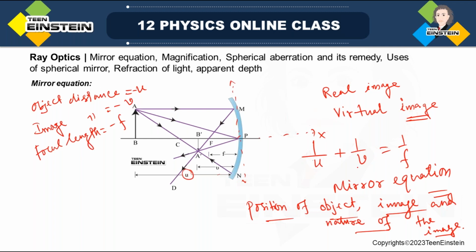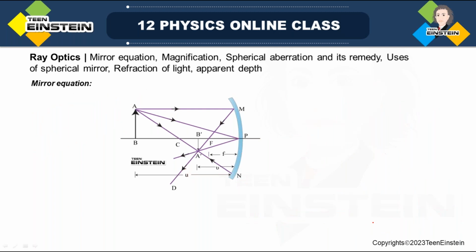We'll obviously take up numerical problems after deriving this equation today. So let us go for the derivation, and I'll erase these things. Let me first tell you once again about this figure. As you know, this is the polished surface. This is a concave mirror. So this is the mirror equation for the concave mirror, and we are going to do the concave mirror.